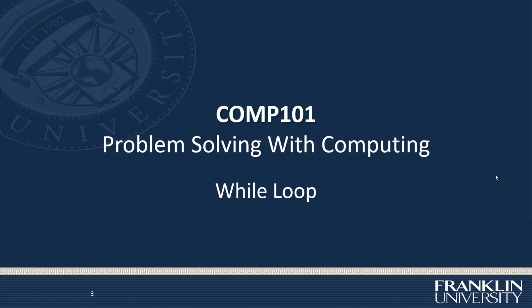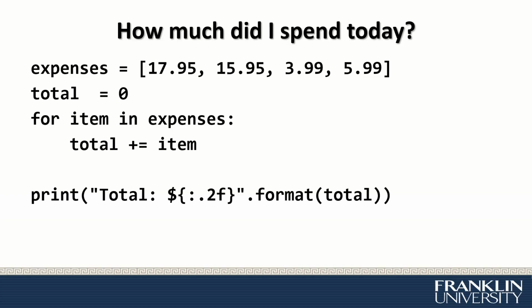In this lecture, I am going to talk about while loop. How much did I spend today? Well, we've been using for loop for a while now, no pun intended. In this example, I have a list called expenses, which has 4 items. Using the accumulator pattern, I can find a total of $17.95, $15.95, $3.99, and $5.99.